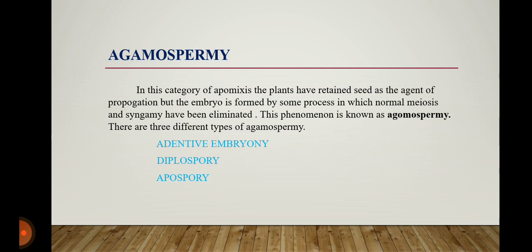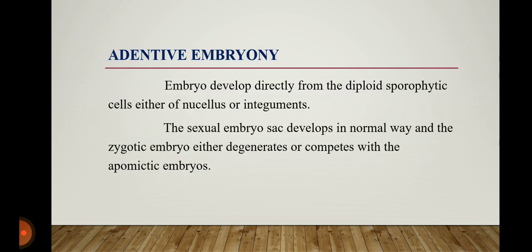Agamospermy. In this category of apomixis, the plants have retained seed as the agent of propagation, but the embryo is formed by some process in which normal meiosis and syngamy have been eliminated. This phenomenon is known as agamospermy. There are three different types of agamospermy. They are adventitious embryony, diplospory, and apospory.